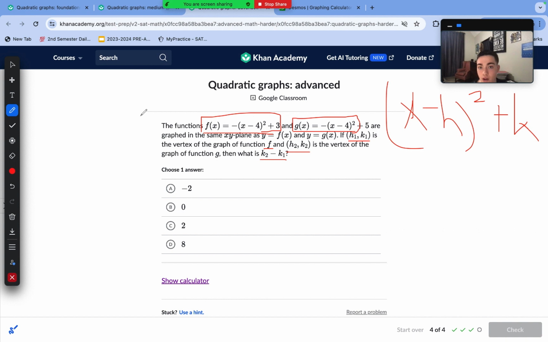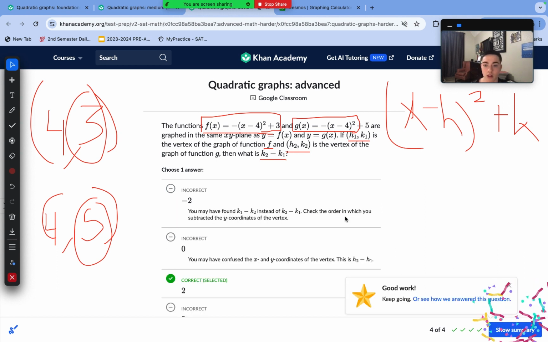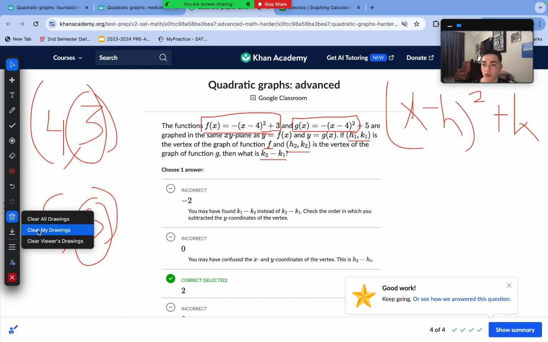So for f, our vertex is (4, 3). For g, our vertex is (4, 5). And we are just doing our k2, which is 5, minus k1, which is 3. 5 minus 3 is equal to 2. So answer choice C is the correct answer for this one.